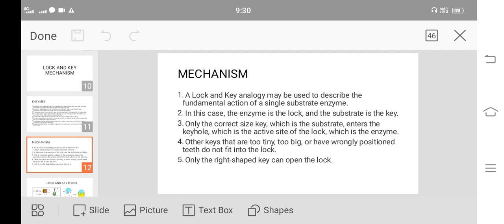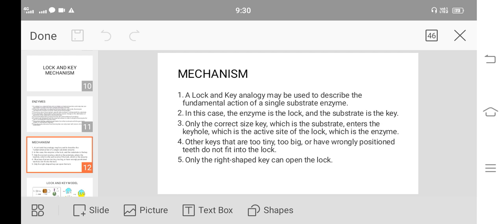The enzyme is always the lock. The substrate is the key. So by the use of the key, they open the lock. The enzyme has two sites, the binding site as well as the catalytic site. These binding and catalytic sites are opened by the use of the key.